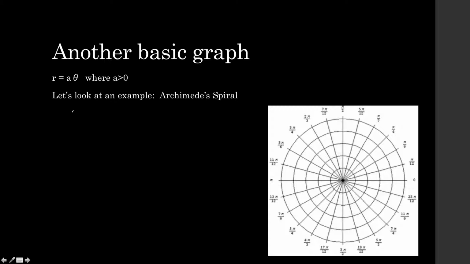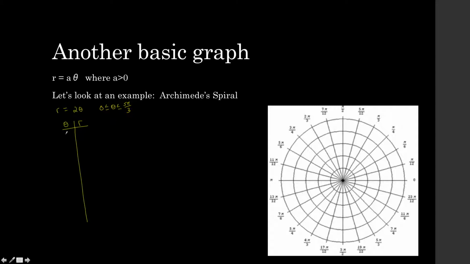The example we're going to be using is r equals 2 theta, and we're going to do it where theta is from 0 to 5 pi over 3. So, draw yourself the T-chart, just like you would if you were doing a rectangular system. The only difference is we have theta and r.